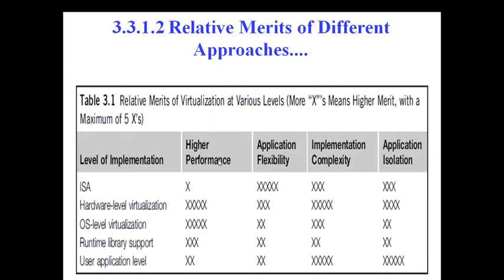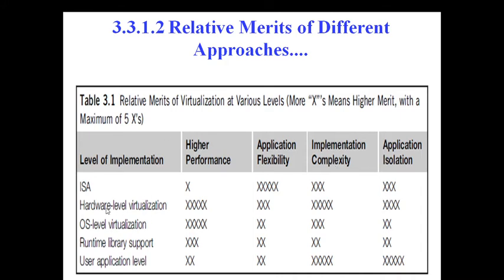So, giving higher performance, any application can be executed, what is the complexity of implementation, and finally the isolation. It is not going to modify or change your application at any cost. These are the x marks. If we have a single x, it means its performance is very low, right? If you have more x marks, for example here we have 5x, 1 2 3 4 5, it means it is giving more application flexibility, but average values for implementation complexity and application isolation.